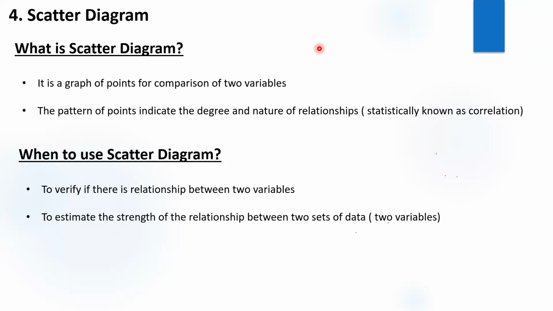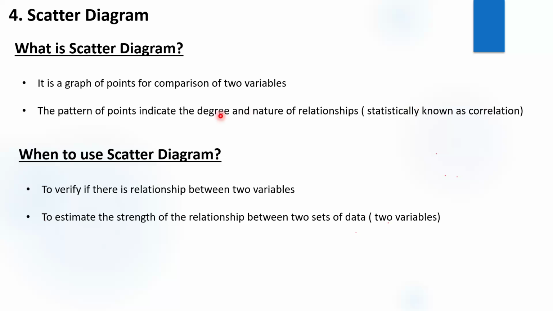Now, what is a scatter diagram? A scatter diagram is a graph of points where we are comparing two variables. The pattern of points, I will show you some diagrams, then you will come to know what the pattern of points is. The pattern of points indicates the degree and nature of the relationship. That nature of relationship is called correlation.